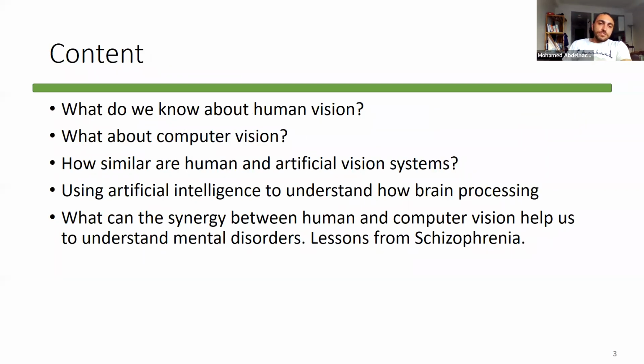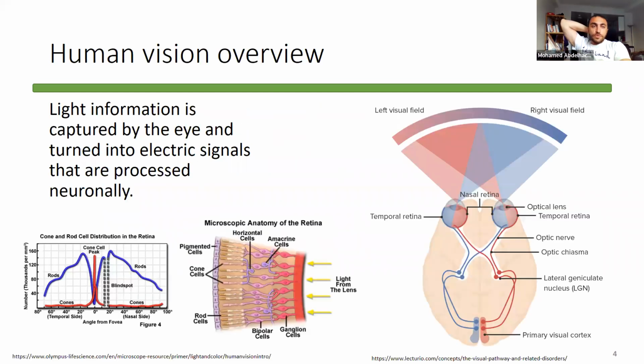Okay, so today we're going to go through a couple of stages. First, we're going to talk about what we actually know about human vision, and then about computer vision, and then how similar those two domains are, and how we can use artificial intelligence to understand how the brain processing is happening. And then what can the synergy between human and computer vision help us understand about mental disorders? Mainly it's going to be lessons from schizophrenia. So let's start with human vision.